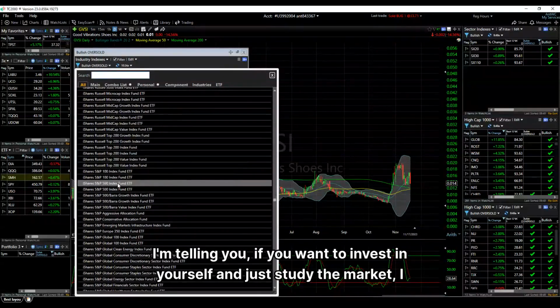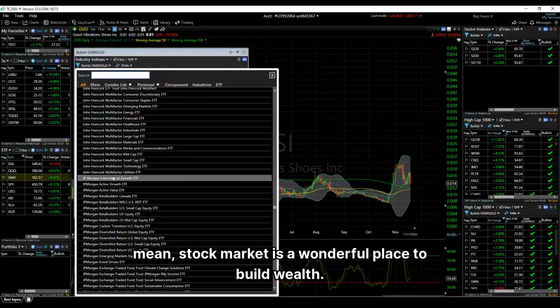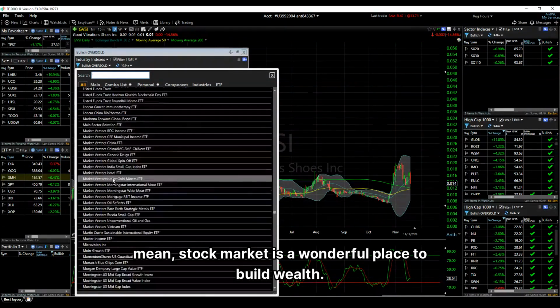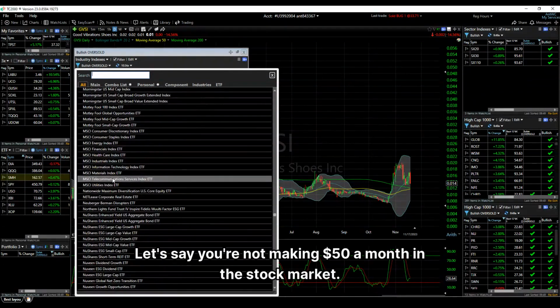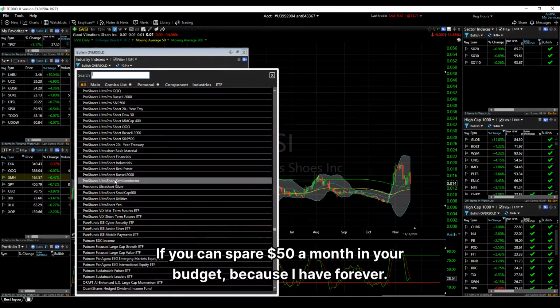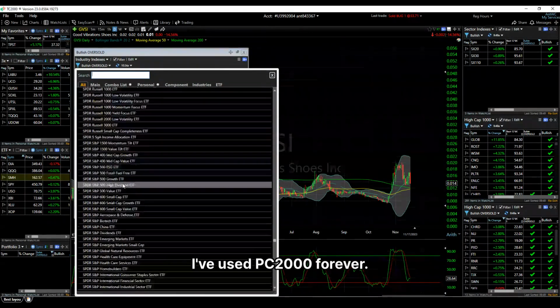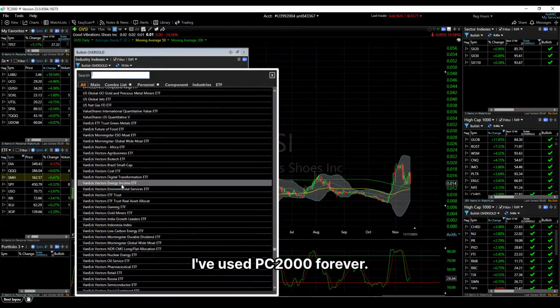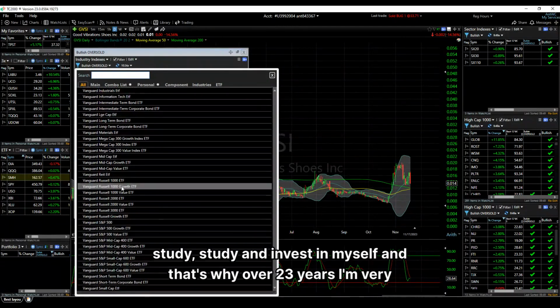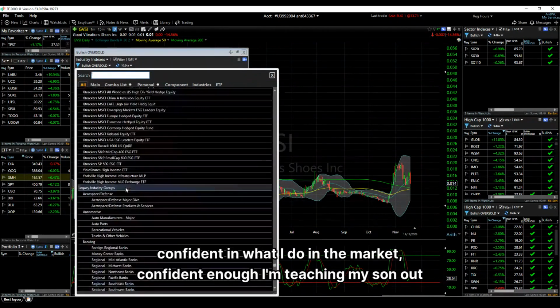I'm telling you, if you want to invest in yourself and just study the market, the stock market is a wonderful place to build wealth. If you can spare $50 a month in your budget, because I have forever. I've used TC2000 forever, and I've studied and invested in myself, and that's why over 23 years, I'm very confident in what I do in the market.